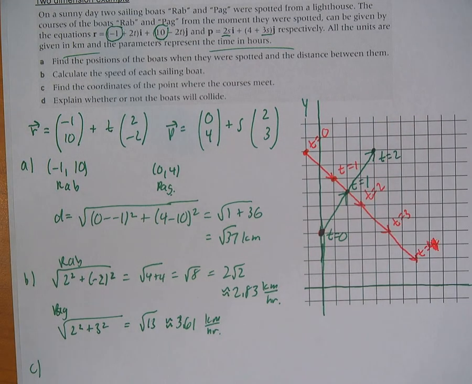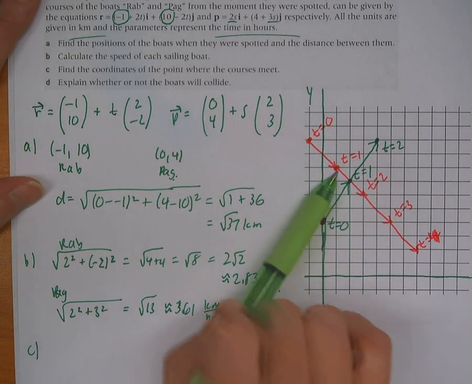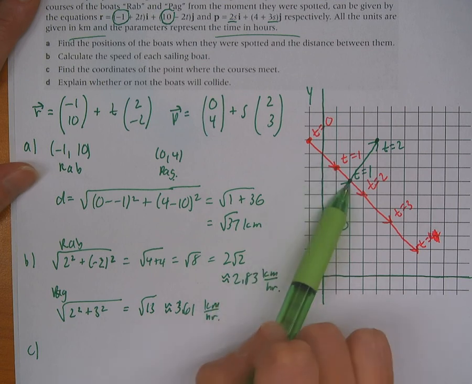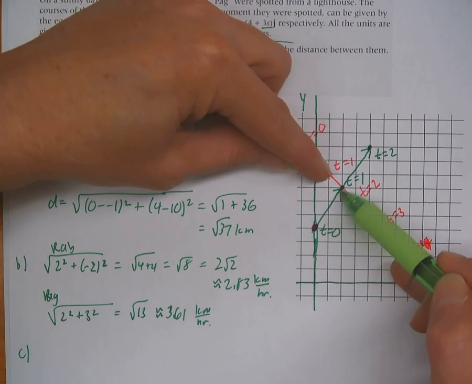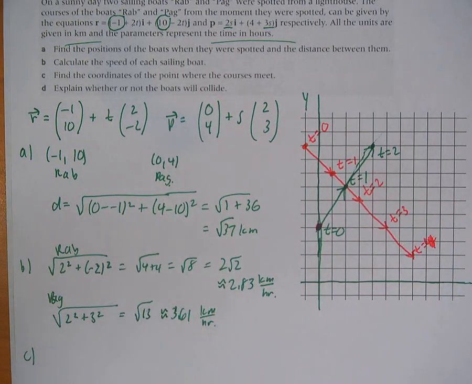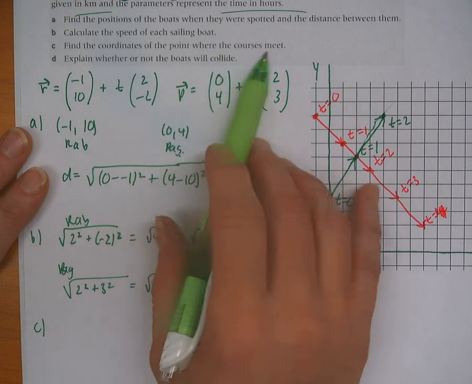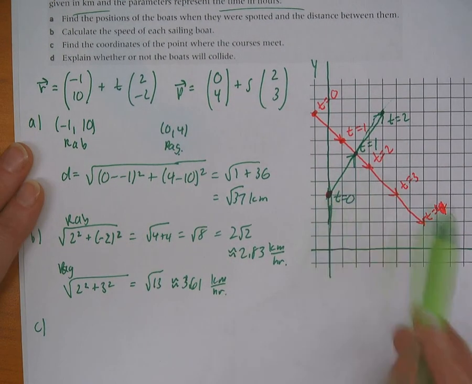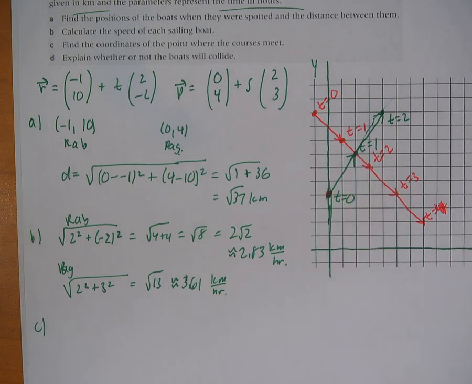Okay, so this little drawing sort of shows the movement of each boat. So after 1 hour, RAB is here and PAG is here. And then they continue going in their respective directions in the same pattern. So, C, find the coordinates of the point where the courses meet. One approach would be to graph it. So if you're able to graph it, if it's reasonable enough to graph, then you can totally do that.